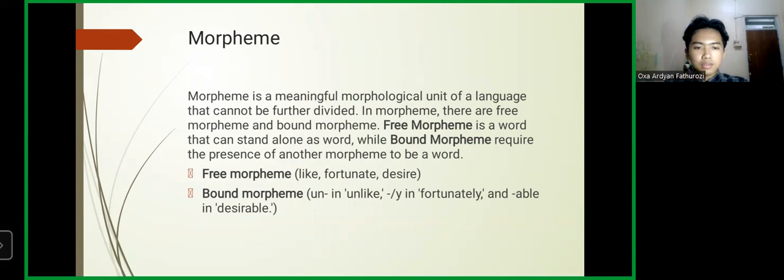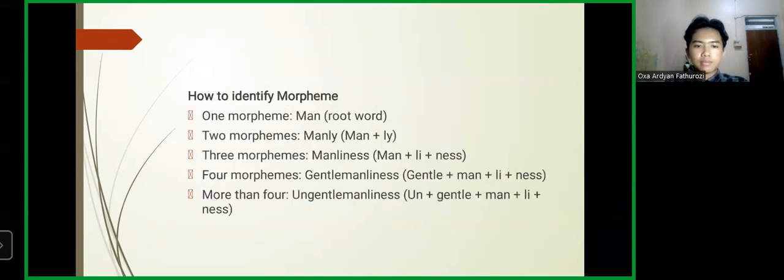Next slide, please. How to identify morpheme? We have one morpheme, which is man, we call it root word. We have two morphemes, manly, man plus the morpheme ly. Then three morphemes, manliness, man plus ly plus ness. And then four morphemes, gentlemanliness, gentle plus man plus ly plus ness. And then more than four, ungentlemanliness, which is un plus gentle plus man plus ly plus ness. Next slide, please.